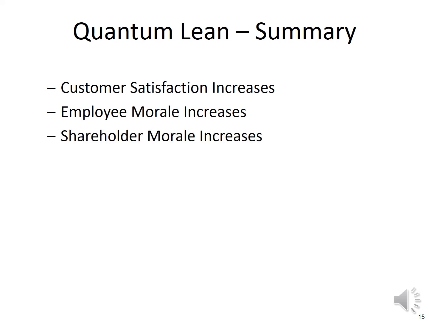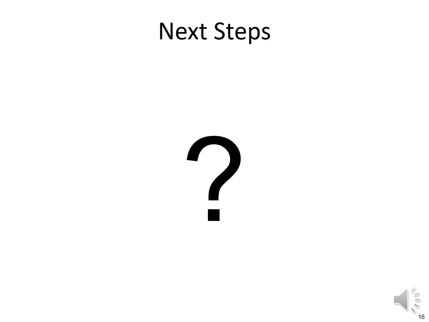Shareholder morale increases. With more money from increased cash flow and reduced cost, how could it not be? Real-world examples like Southwest demonstrate how Quantum Lean enables employees, shareholders, and customers to share in the benefits for a win-win-win situation. With the central organizing principle that time is money, much is accomplished. As you can see, Quantum Lean's advantages are overwhelming.